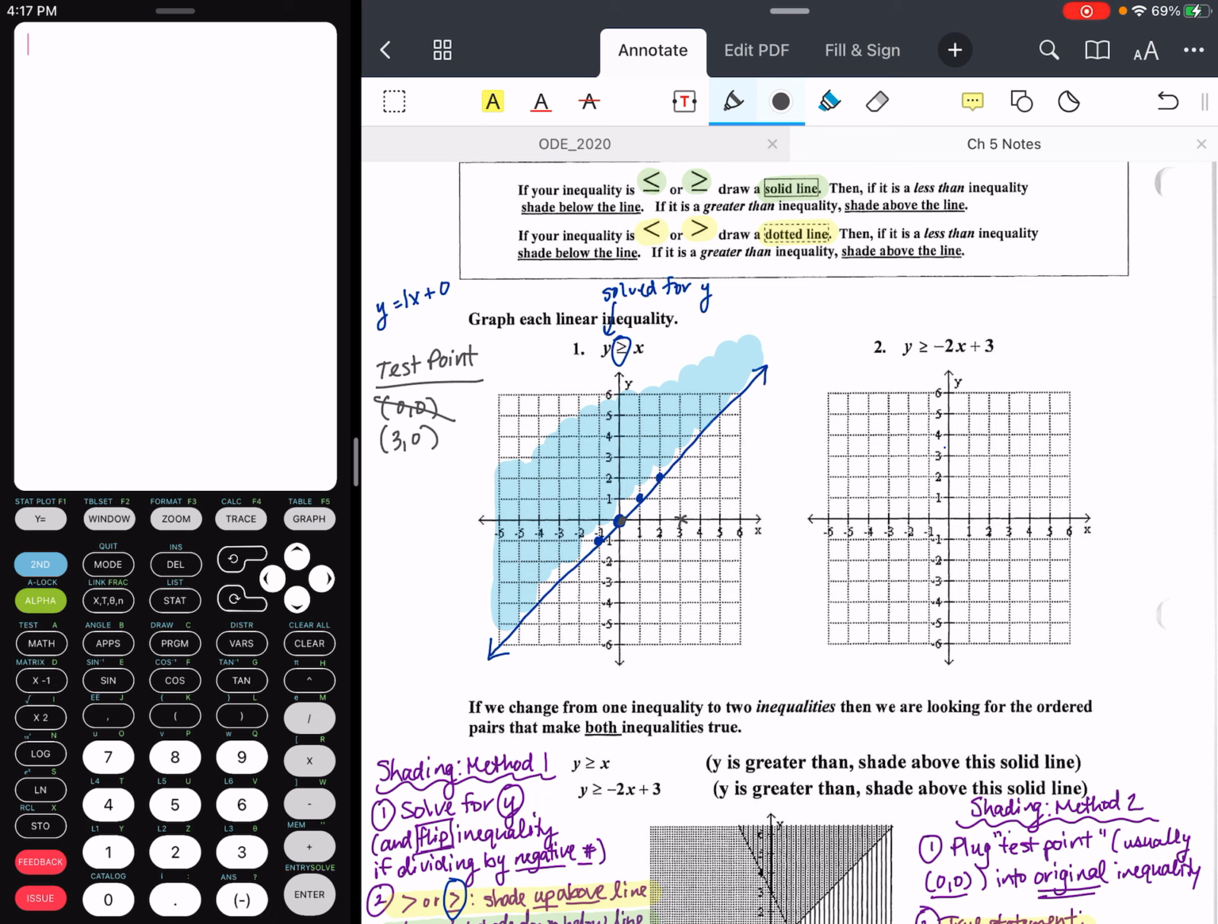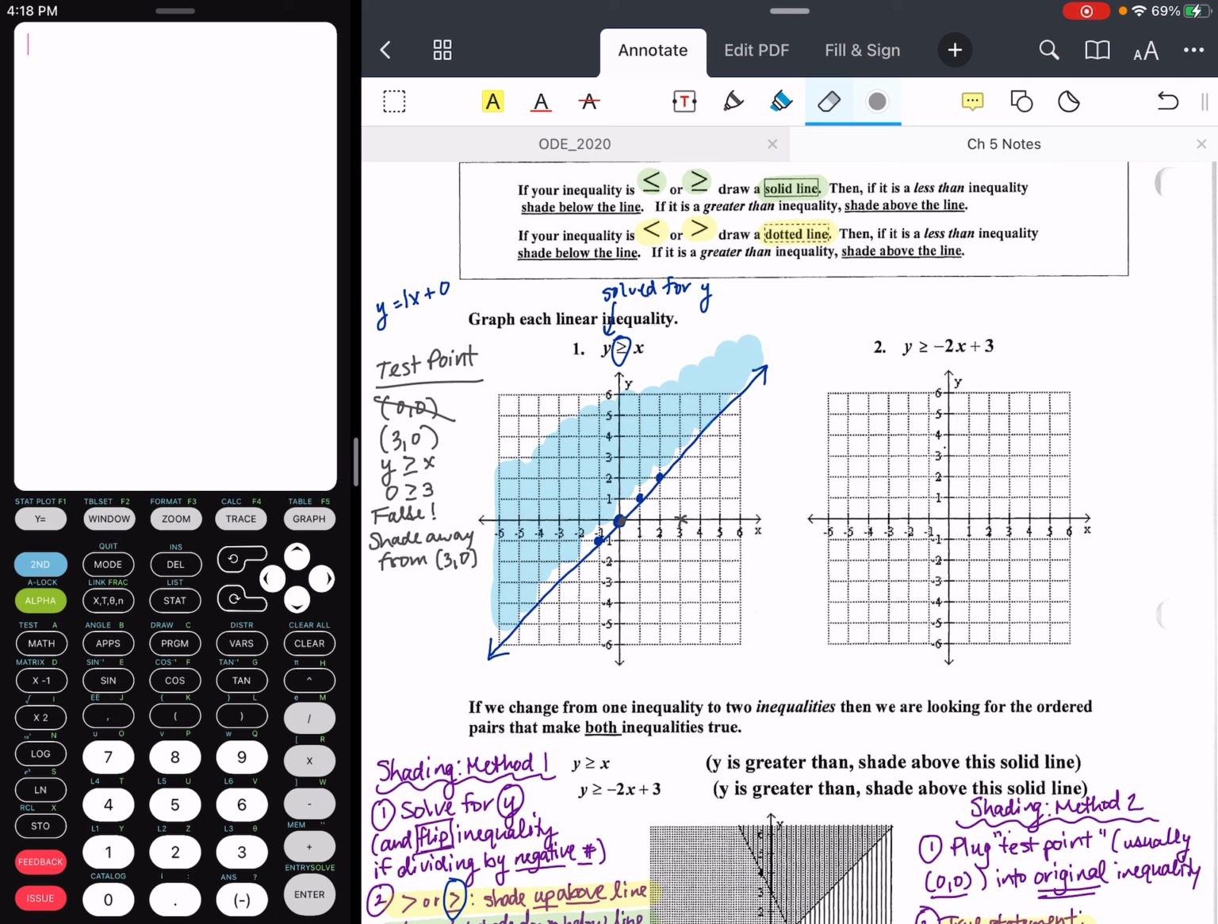Okay, so if we use 3, 0, our inequality y greater than or equal to x now becomes 0 is greater than or equal to 3. That's a false statement, so I'm going to shade away from that test point 3, 0.